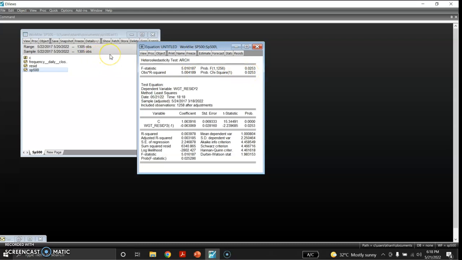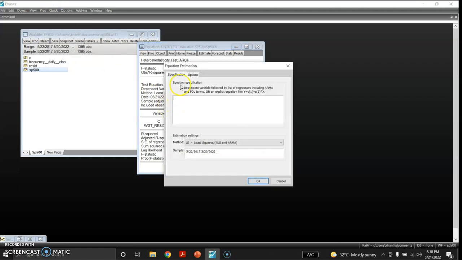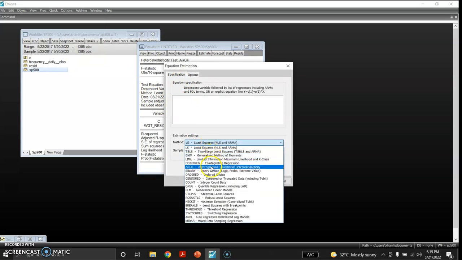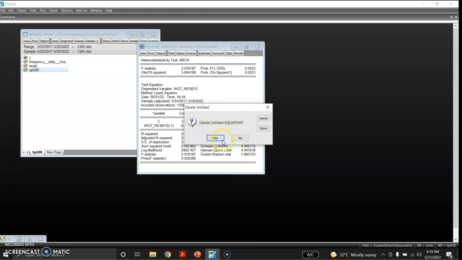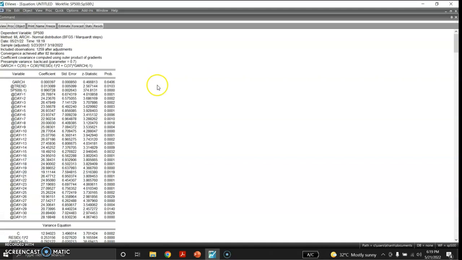And after that, let me go again to the model, and this time I will regress GARCH(1,1), SP500 on trend, SP500 with lag 1, and the day dummies, and yes, this should be. Previously I wrote here 0. Now I write here 1, and here is the variance again, and here is my new model.